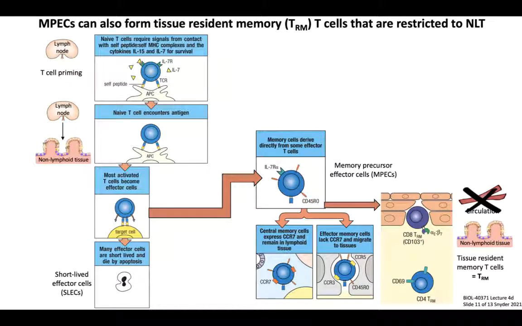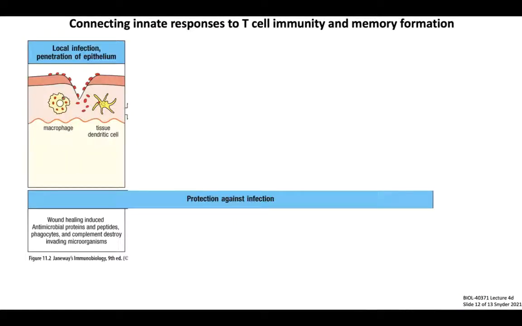So taken together, all of these forms of T cell memory represent an extremely important component of long-term immunological memory that is mounted against specific pathogens. Now, I want to end this last lecture by taking a step back and placing T cell responses in context with some of the other mechanisms of innate immunity that we've learned about so far.